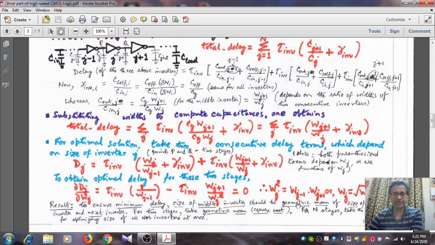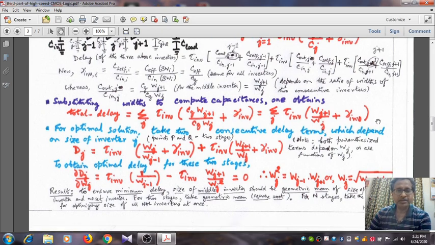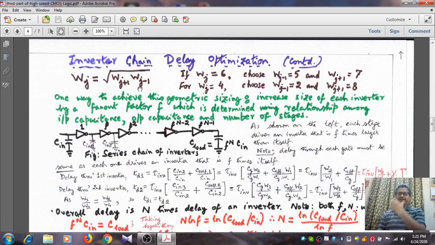The size of the middle inverter should be the geometric mean of the size of the previous inverter and the next inverter. So for two stages, we can take the geometric mean or square root. For n stages, later we will have to take the nth root for optimizing the size of n plus 1 inverters at once. So for an n stage circuit, we actually have n plus 1 inverters. As here, for a two stage circuit, two stage delay, we have got 3 inverters. Next, inverter chain delay optimization, we show some small simple examples.